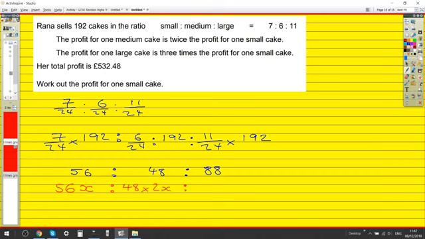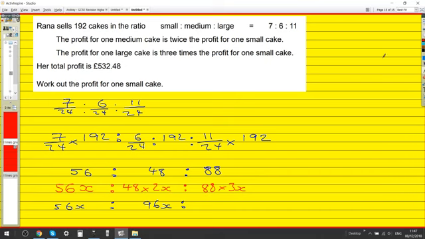And then how do we do the last one? Would it be 88 times 3X? Yes. And that is 264X. Okay. And so her total profit is that. How do we get X?